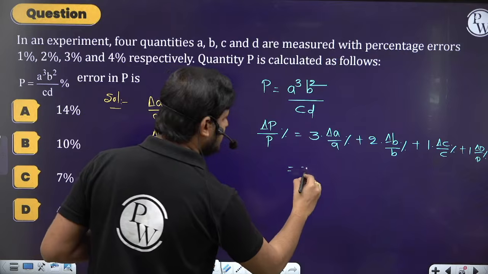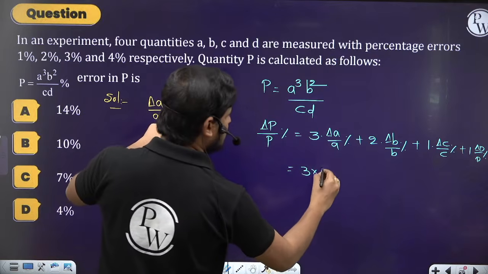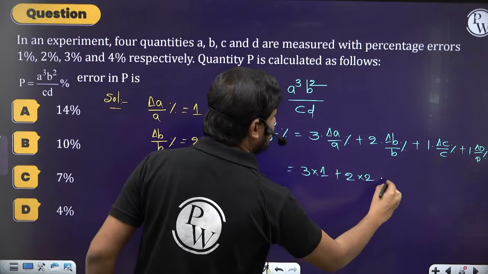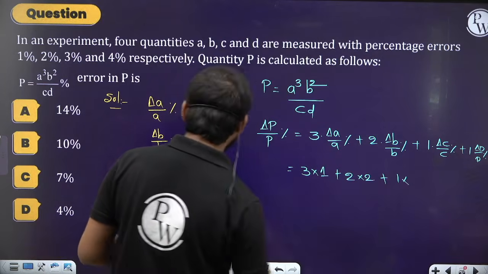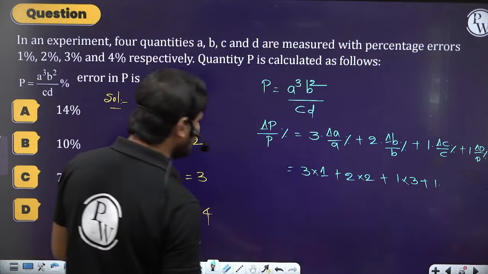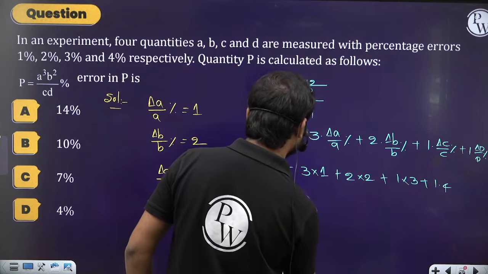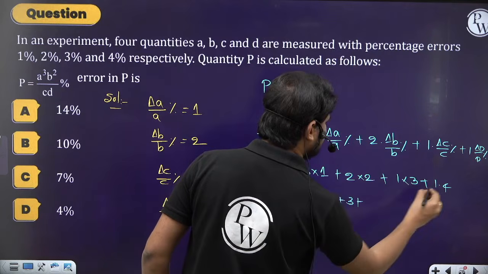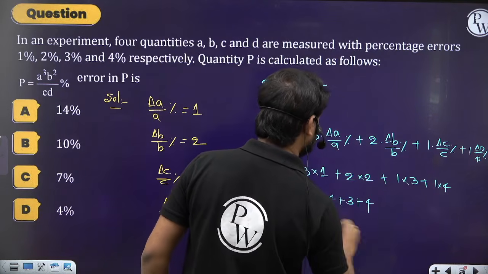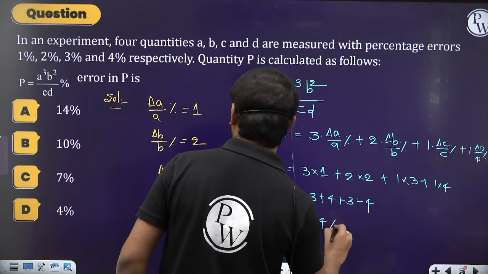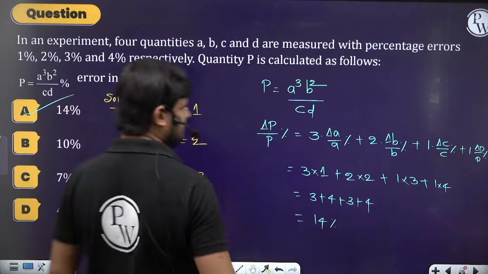So 3 into delta A by A, 1. So plus 2 into delta B by B, 2. So plus 1 into delta C by C, 3. Plus 1 into delta D by D, 4. So this comes out to be 3 plus 4 plus 3 plus 1 into 4, which is 4. So then this is 7, 10, 14%. So which is option A.